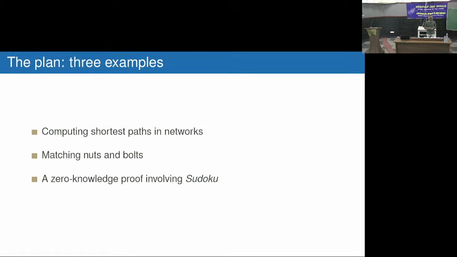And the second problem is a problem about matching nuts and bolts. I'll tell you about the problem, and then we will see that somehow randomness helps us solve the problem faster, or at least somewhat more simply, compared to deterministic methods.